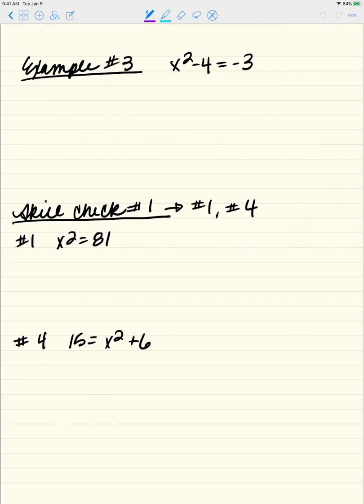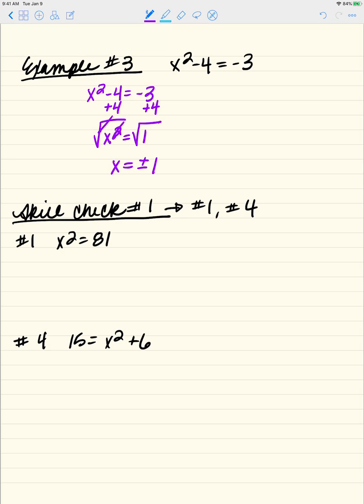Example number 3, x squared minus 4 is equal to negative 3. First step to solve this is going to be to undo the subtraction of 4 on the left-hand side. So I need to add 4 to both sides. x squared is equal to 1. Take the square root of both sides to undo the squaring, and x is equal to plus or minus 1, because the square root of 1 is 1.